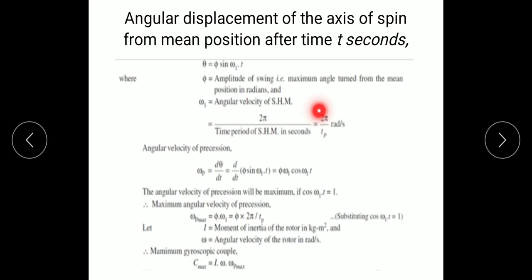Omega 1 is the angular velocity of the simple harmonic motion. Generally omega means angular velocity, and the formula for angular velocity is 2 pi N by 60. Here we consider 2 pi by the time period of the simple harmonic motion in seconds. So that's why omega 1 equals 2 pi by Tp radians per second.